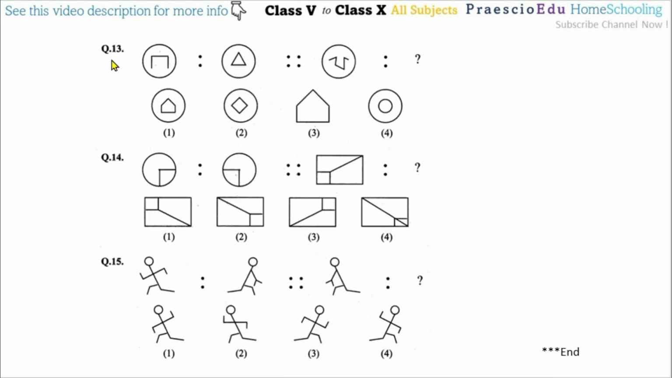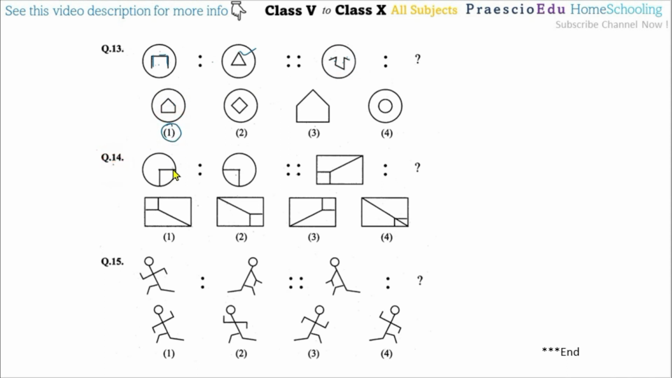Now question number 13. A circle, and inside that there are 1, 2 and 3 lines. With the 3 lines the triangle comes. Now here there are 1, 2, 3, 4 and 5 lines, and with the 5 lines a pentagon is shown. So option number 1 is correct.